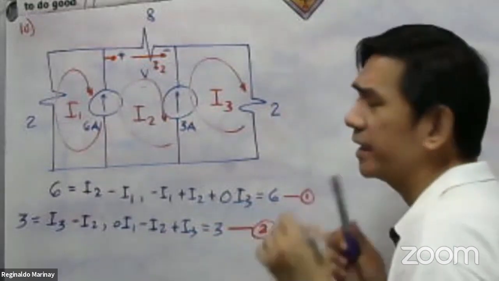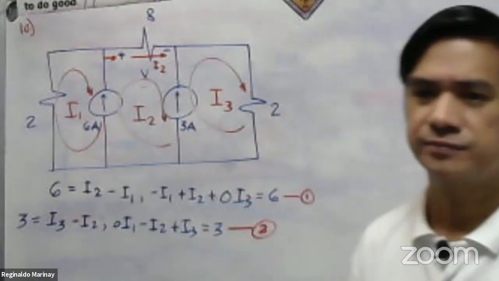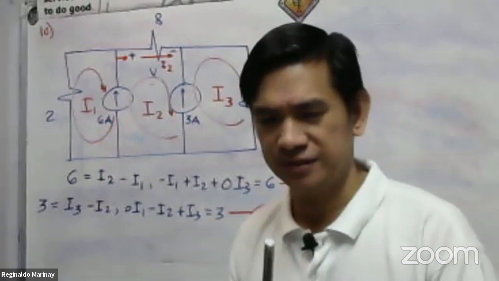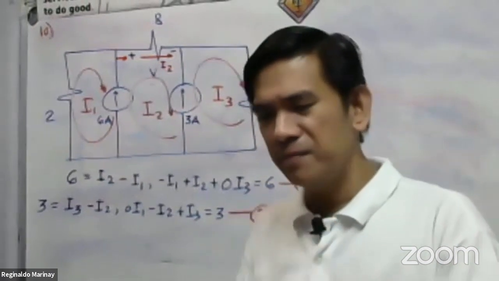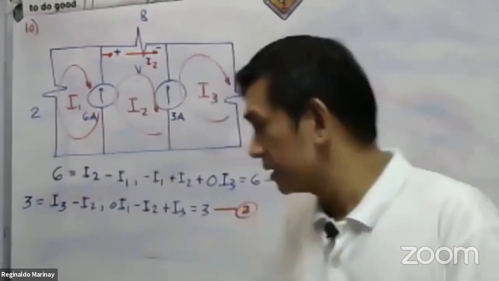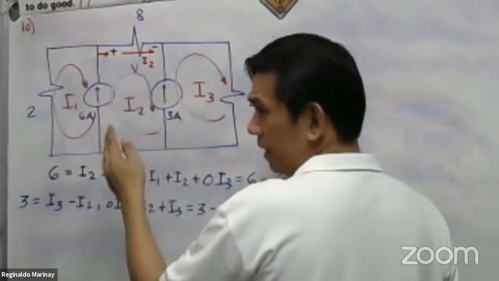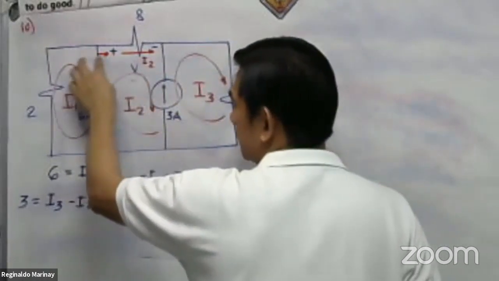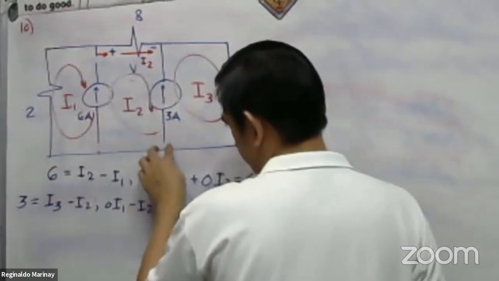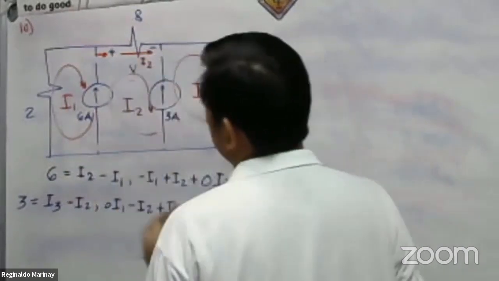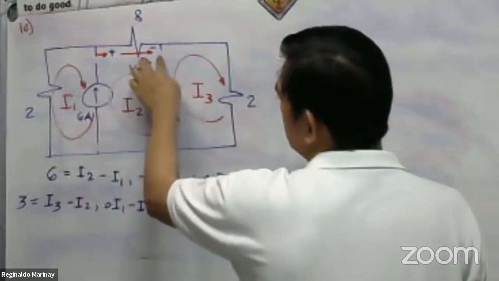What about our equation number 3? There we need a super mesh. Always remember that we have to disregard the current sources. We do not consider them in the loop.